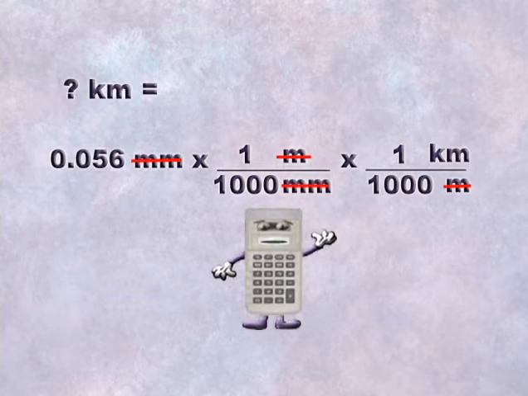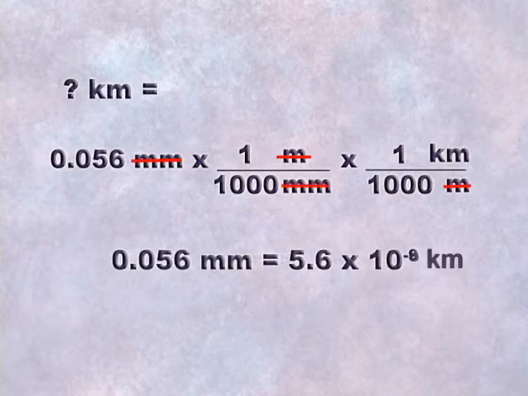Now you do the math. The equation tells you to divide 0.056 by 1,000 and then divide by 1,000 again. Don't put 0.056 divided by 1,000 times 1,000, because the calculator will divide by 1,000, then multiply the answer by 1,000. Punch divide by 1,000 and then punch divide by 1,000 again. The calculator should put the answer in scientific notation, which is 5.6 times 10 to the negative 8th kilometers.